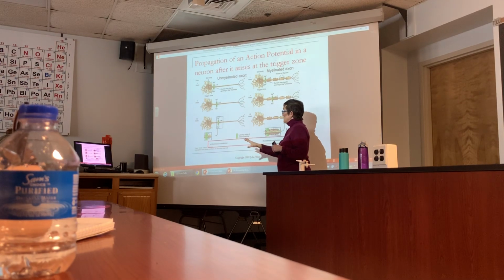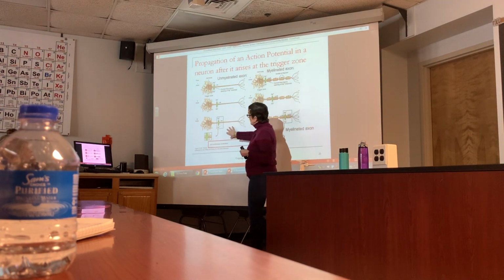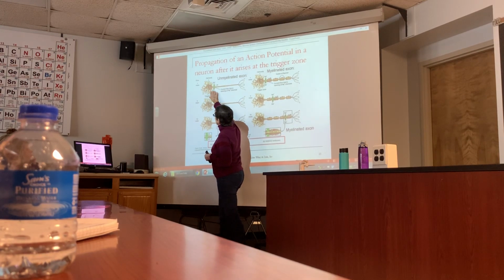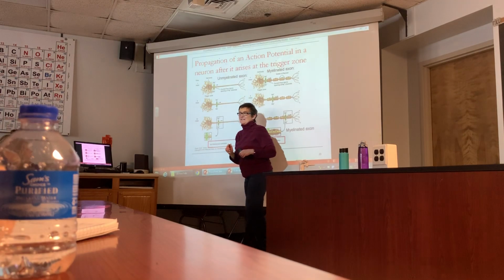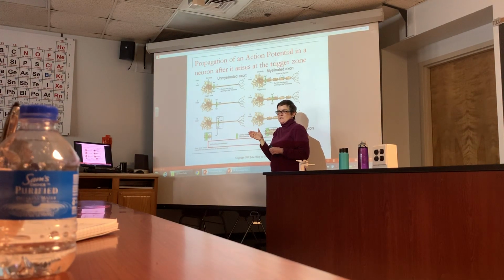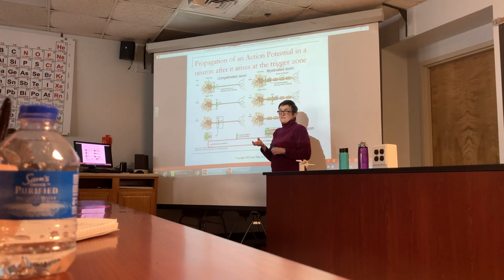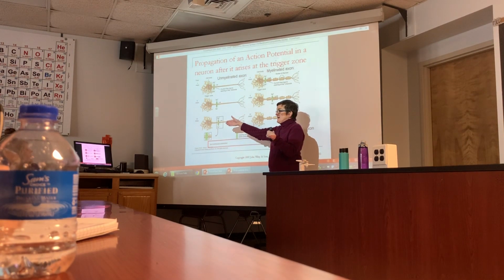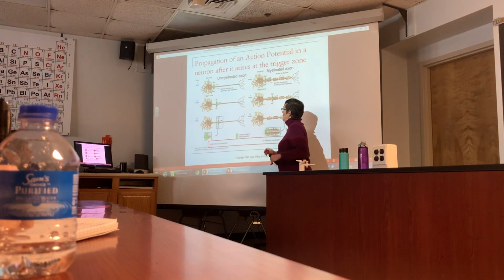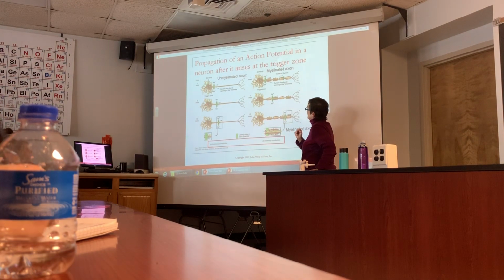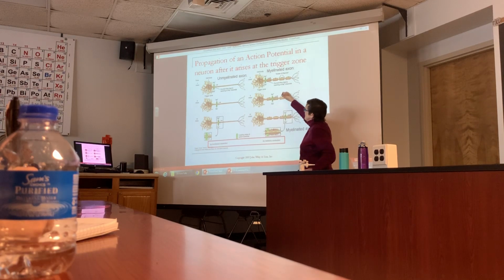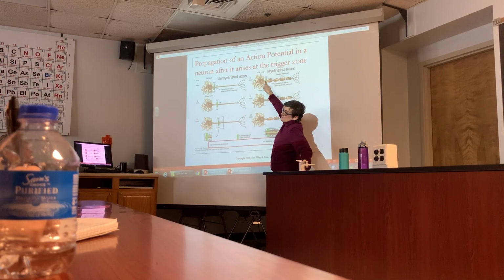Now, that's pretty fast. They're showing here 1 millisecond, 5 milliseconds, and 10 milliseconds after the action potential begins at the beginning of the axon. Milliseconds, we're talking 1,000th of a second. So we're talking very fast transmission. And that's continuous conduction in an unmyelinated axon.